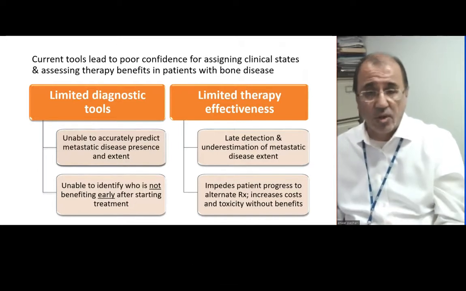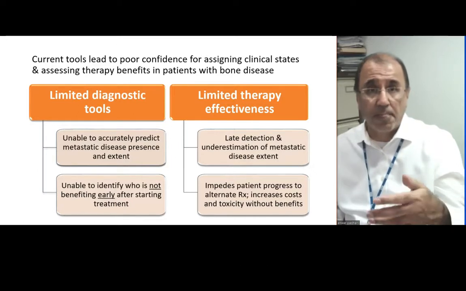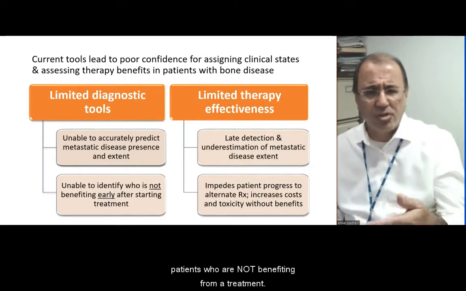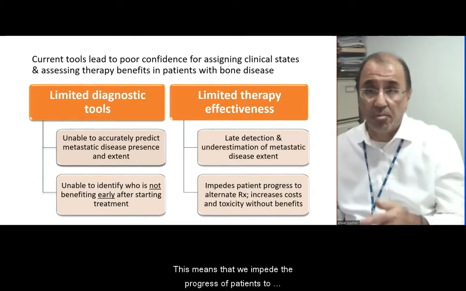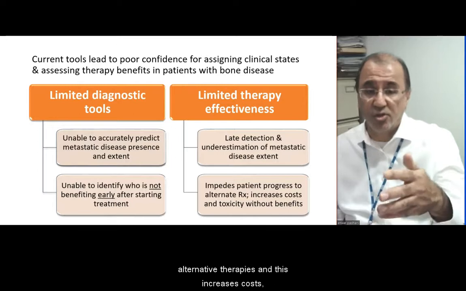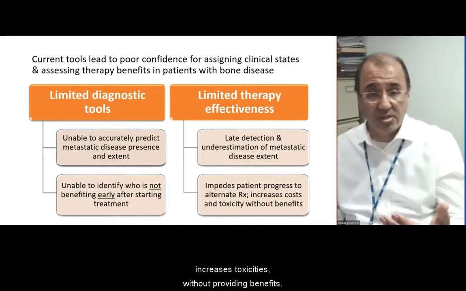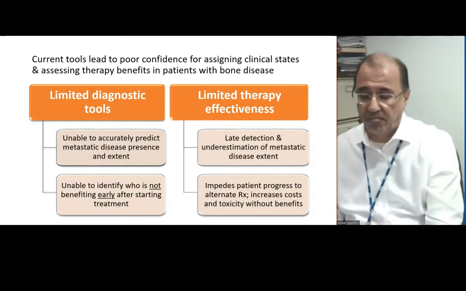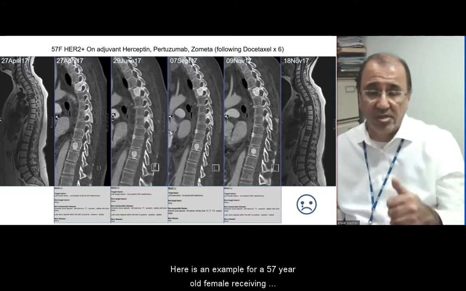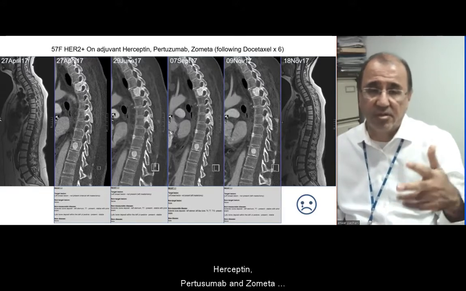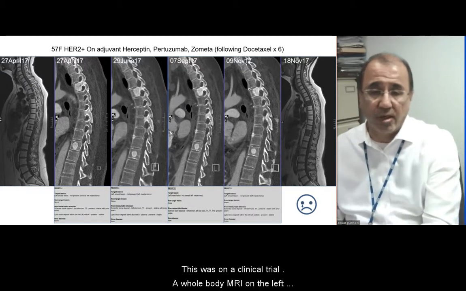Another problem with current imaging tools is we're not able to identify early patients who are not benefiting from a new treatment. This means that we impede the progress of patients to alternative therapies, and this increases costs, increases toxicities without providing benefit. Here's an example. So, 57-year-old female receiving Herceptin, pertuzumab and Zometa following induction docetaxel. This was on a clinical trial.